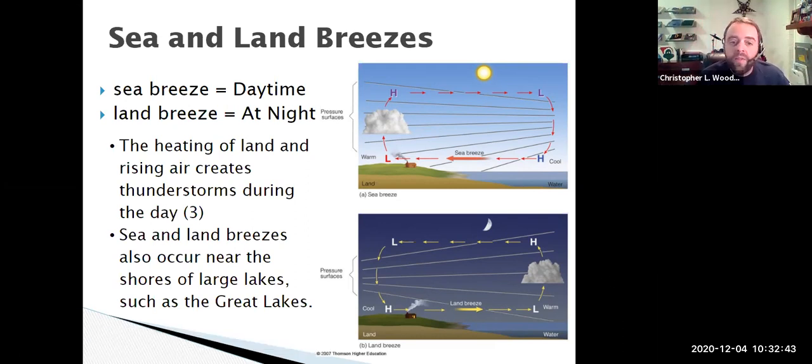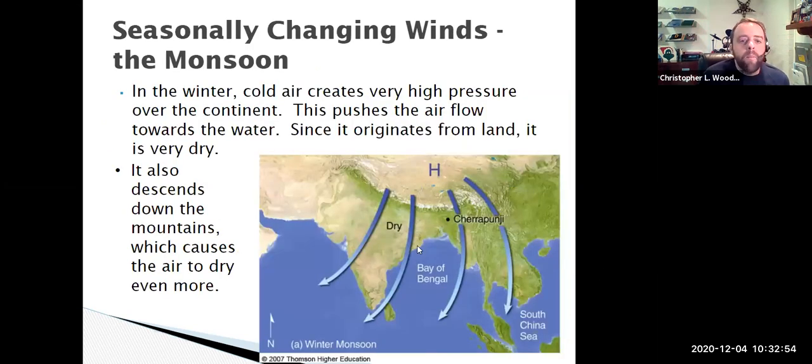You can also have this effect in any large water area, such as the Great Lakes. You can also have these types of effects: monsoons. Now, monsoons operate over longer scales, seasonal scales. And it's basically the same principle, but just on a much bigger area.